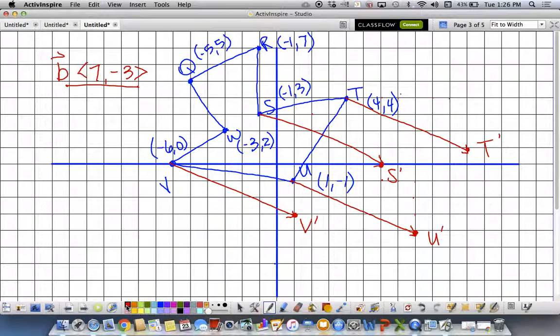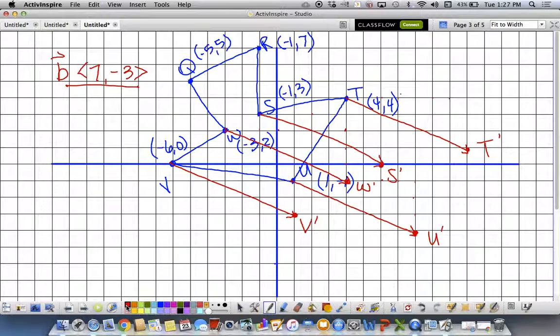Wait, how do you do your vector? I go from the coordinate here. I'm going to count over 7: 1, 2, 3, 4, 5, 6, 7. And we'll go down 1, 2, 3. So that's vector U, or W prime.